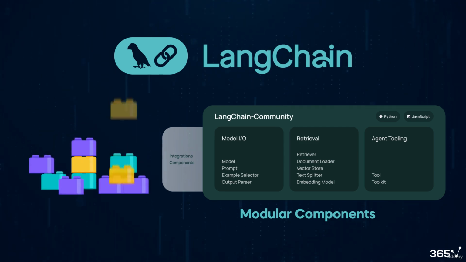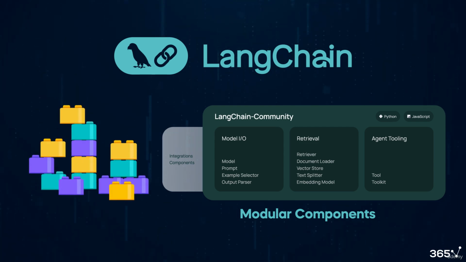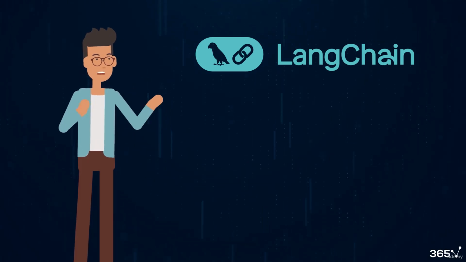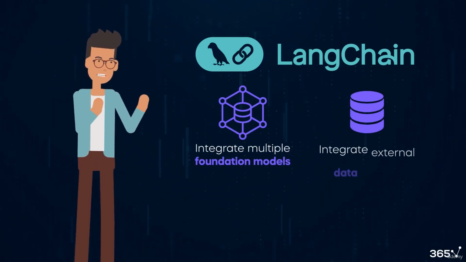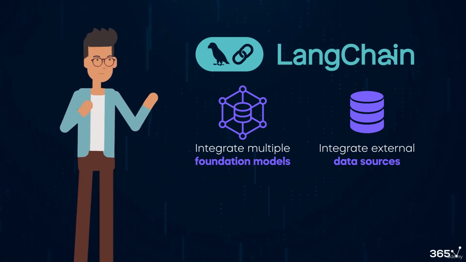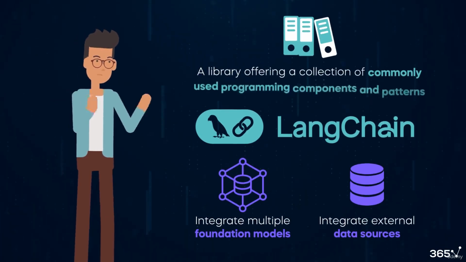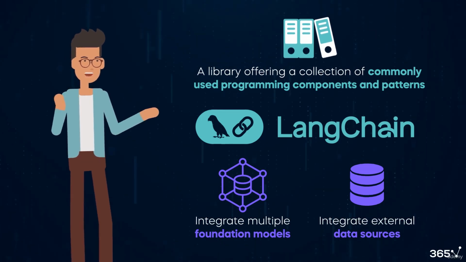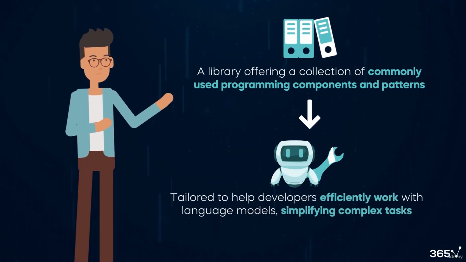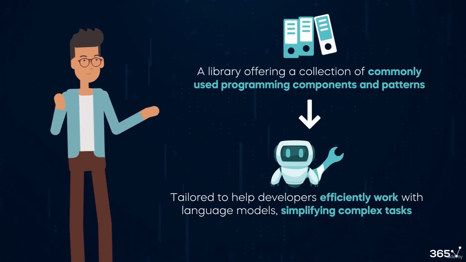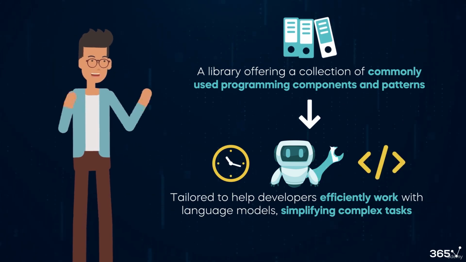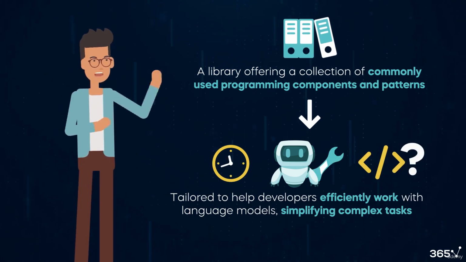Much like constructing with Lego building blocks, you can easily replace one piece with another and continue building forward without any issues. Similarly, LangChain enables developers to integrate multiple foundation models and external data sources. The platform essentially serves as a library, offering a collection of commonly used programming components and patterns. These tools are tailored to help developers efficiently work with language models, simplifying complex tasks. This helps developers save time and prevents their applications from inconsistent code.